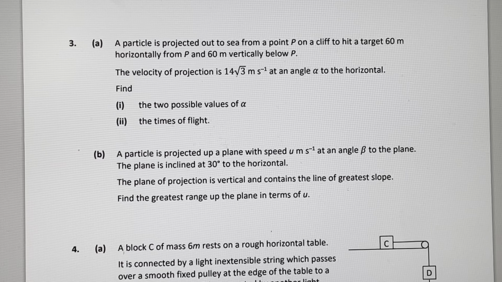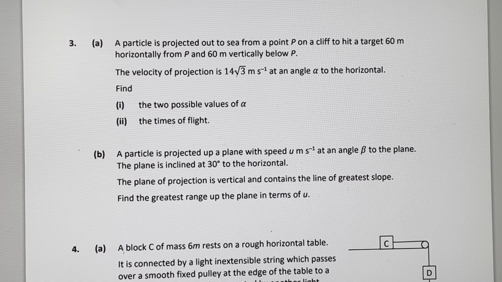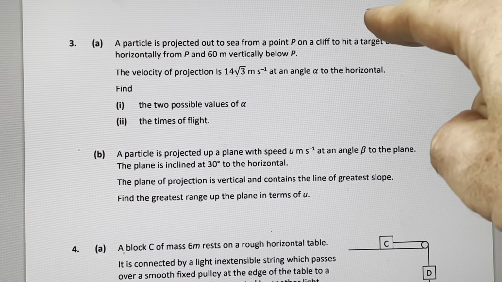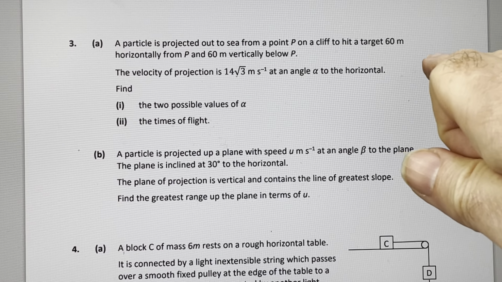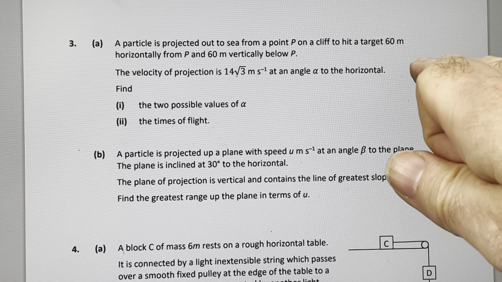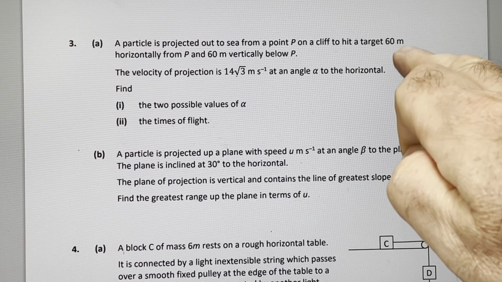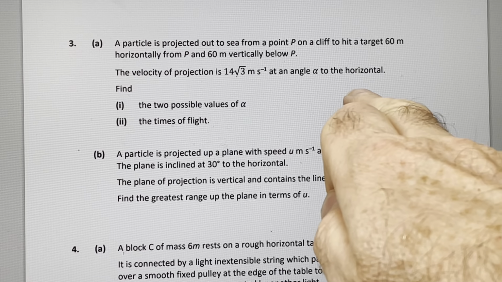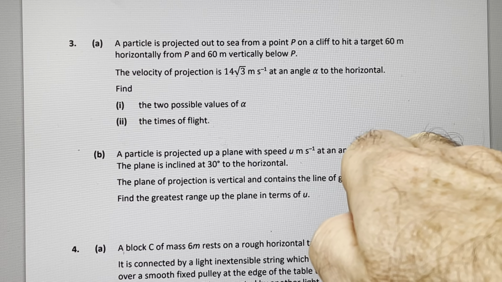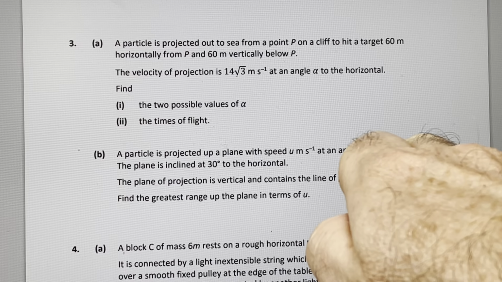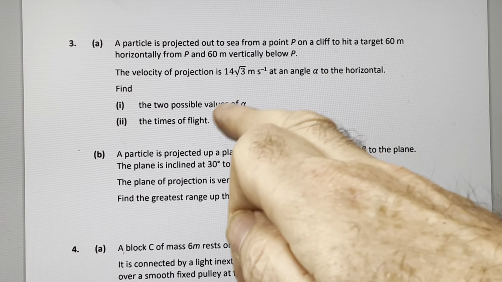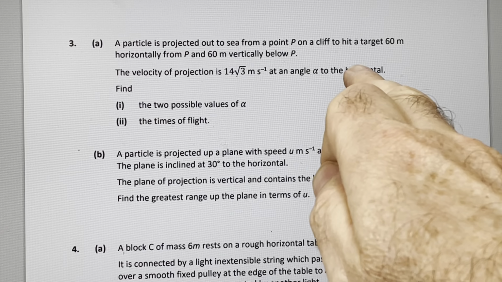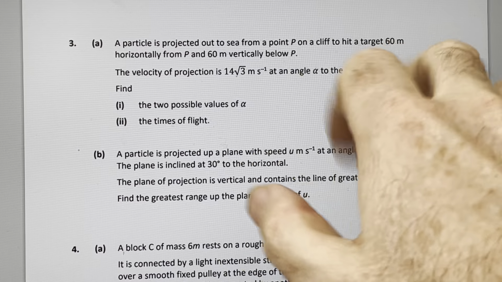Okay, question 3, the projectiles one. Projected out to sea, interesting. First time I've seen that, being projected out to sea, from a point on a cliff. So you're starting with SY being plus 60. Oh, well, on a cliff, to hit a target 60 meters horizontally. So actually no, SX is 60 and 60 meters vertically below P. So you're given SY and SX. Okay, fine. You're given U. Find two possible values of alpha. That should be okay. And the times of flight should be all right.